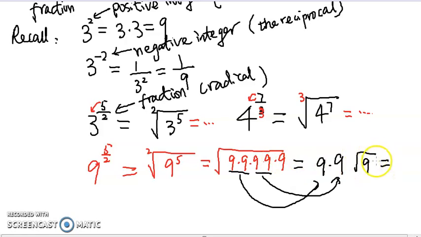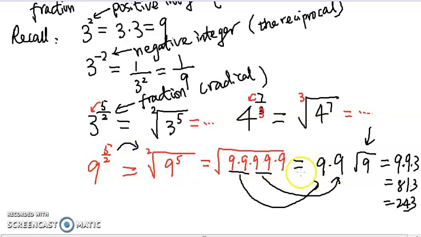And the last, square root of 9, because 9 is a perfect square, we can actually simplify this part to get a 3. So we have 9 times 9 times 3, which gives us 81 times 3, that's 243. Okay, so that's one way to simplify, as what we did before. First, we change the rational exponent to the radical number and then simplify them.